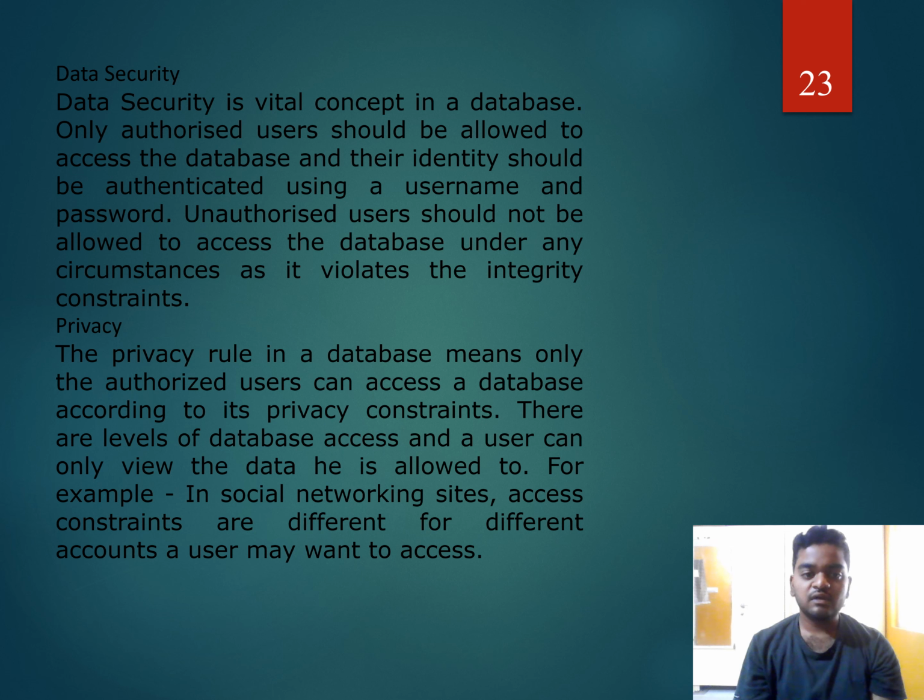Privacy. The privacy rule in the database means only authorized users can access the database according to its privacy constraints. There are levels of database access and users can only view the data they are allowed to. For example, in social network sites, the access constraints are different for different accounts the user may want to access.